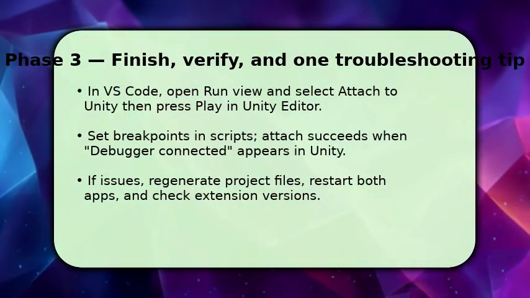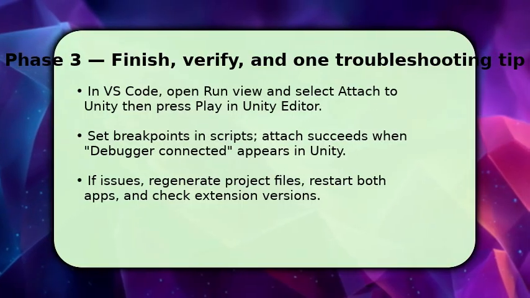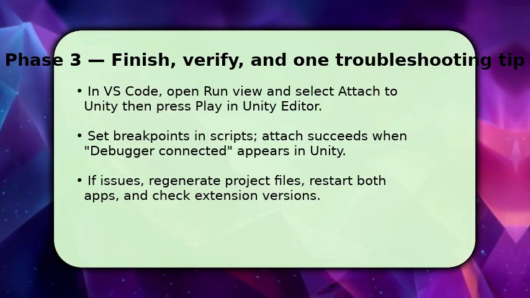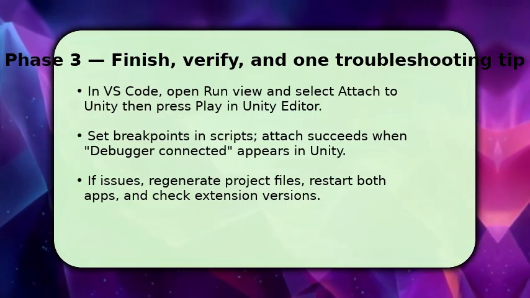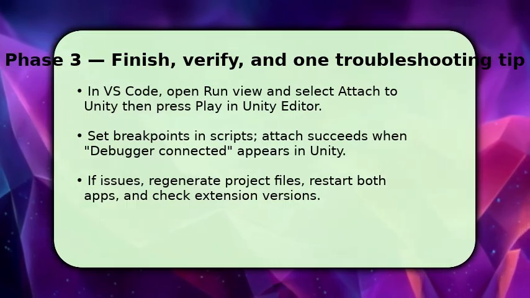Finally, you attach the debugger and verify the connection. In VS Code, open the Run view, choose Attach to Unity, then start play in the Unity editor. Set breakpoints in your C# scripts. Once you press play, the debugger should show Debugger Connected and stop at breakpoints.